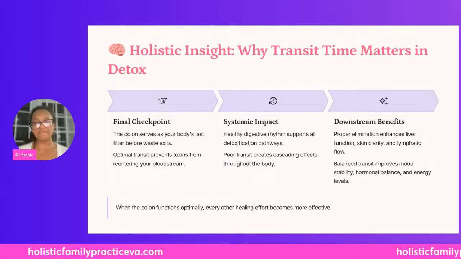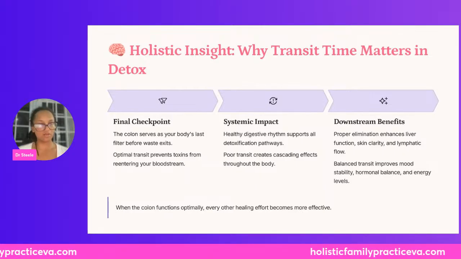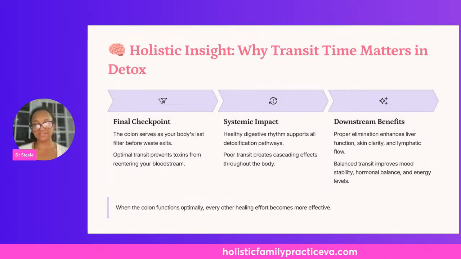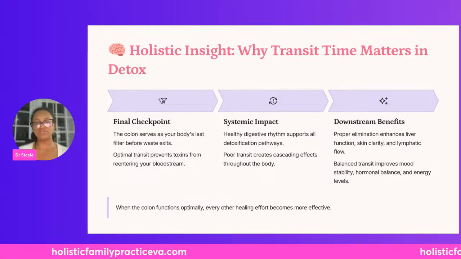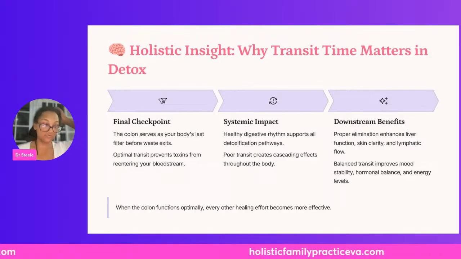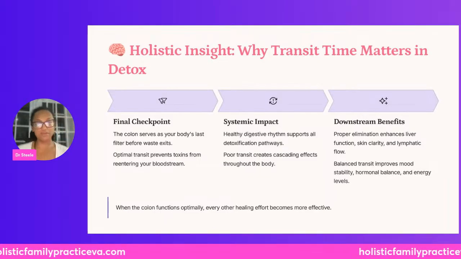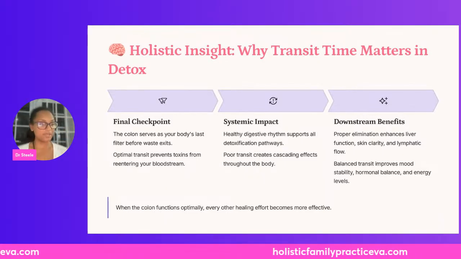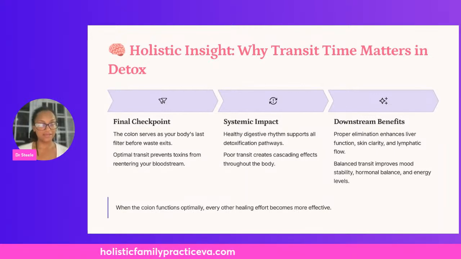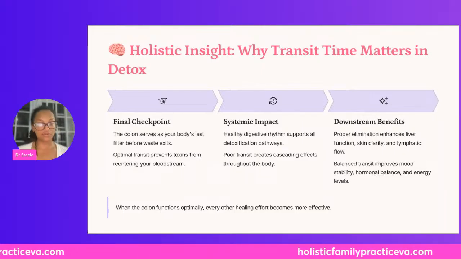Your downstream effects, so proper elimination, is going to help support the liver, the skin, and the lymphatic flow, and you want to balance your transit to help improve mood stability, hormone stability, and energy levels. So if you have any sort of energy crashes, hormonal instabilities, or mood instabilities, remember, the majority of the immune system, neurological system, and hormonal system is housed in the gut because of the gut microbiology, and all of those bacteria are created in the gut.